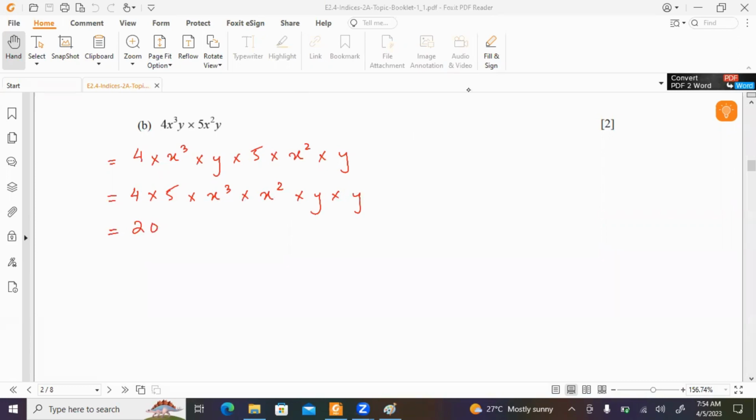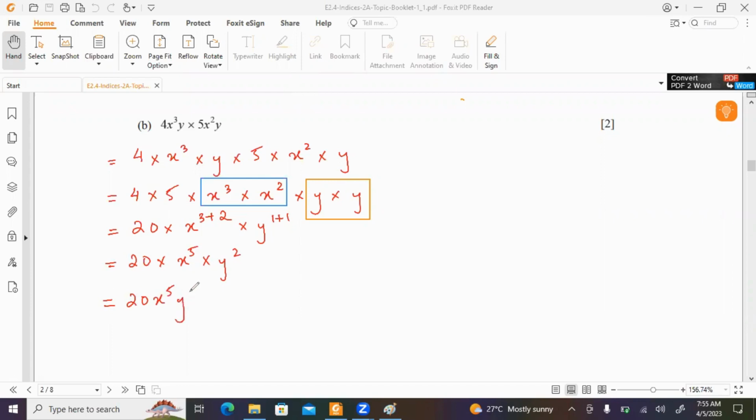Now if I highlight the x cubed times x squared part, we can easily see that we're multiplying two similar bases. And when we're multiplying two similar bases, we add the powers. Same case over here. We're multiplying two similar bases, which means we will add the powers. So 2 times x to the power of 5 times y squared. So the final answer would be 20 x to the power of 5 y squared.